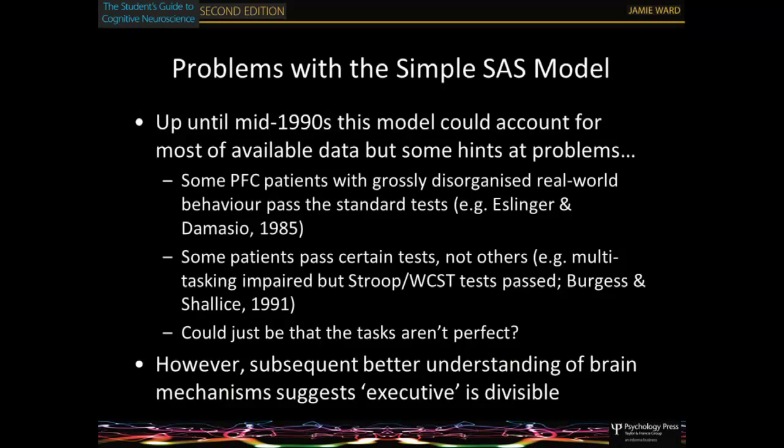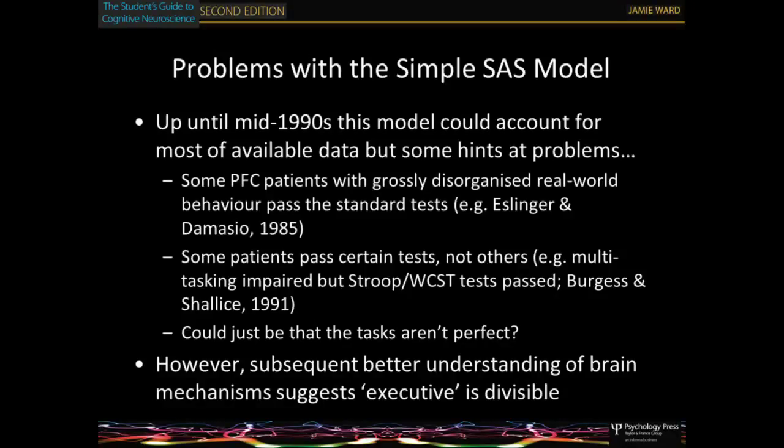So this was known for quite a while, that these patients exist. And it was also known that you can pass some tests but not others. So in the early 1990s, it was shown that there are some patients who are really bad at multitasking, but they pass the Stroop test, they pass the Wisconsin card sorting test, and so on. How can you explain this?